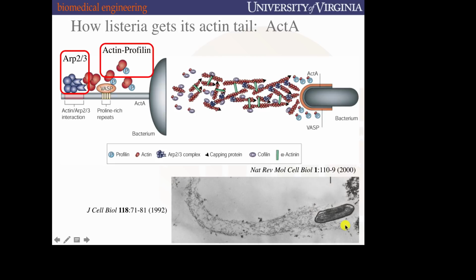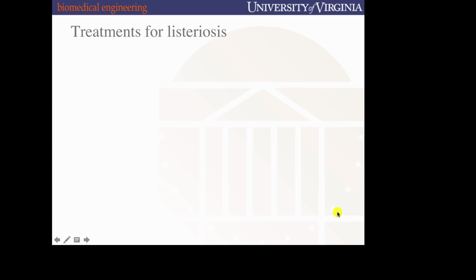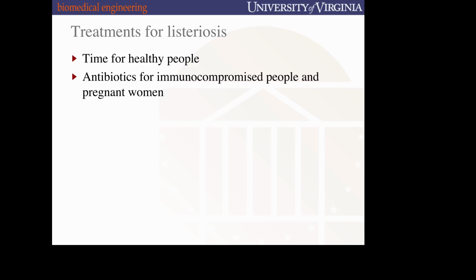And so again, here is a TEM of the actin tail of a listeria bacterium. Treatment for listeriosis is time for healthy people, folks like you and me. For immunocompromised people, such as pregnant women, elderly, and young children, the appropriate treatment would be antibiotics to kill the bacteria.